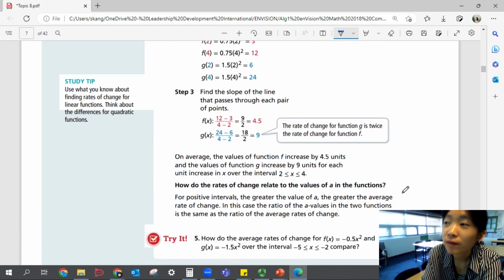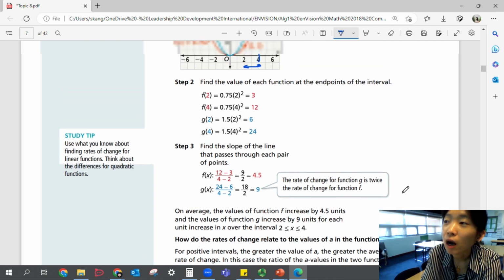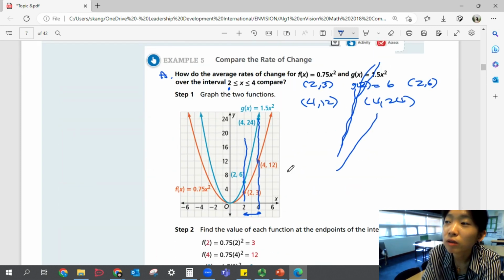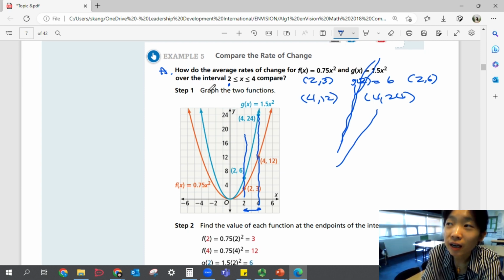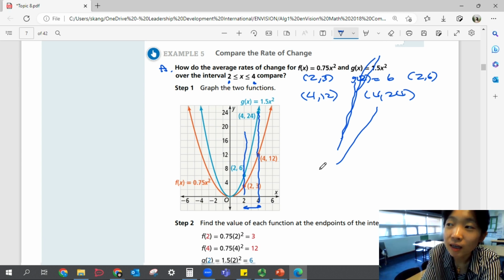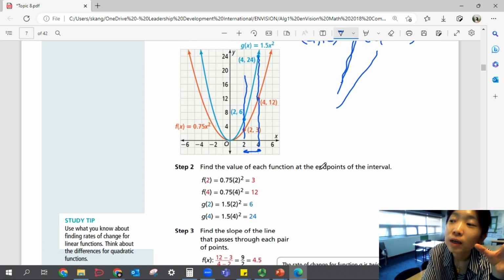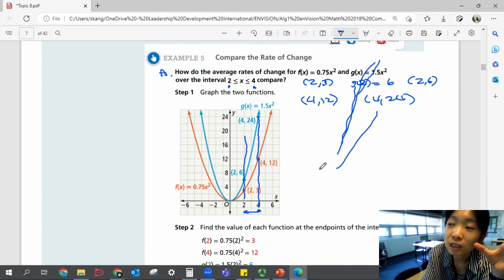On average, the values of function f increase by, you want to find the slope through the interval. So yes, you can find the slope using the endpoints of the interval, but does that necessarily mean your lines are straight? No. But that's okay. You're just finding the slope using the two endpoints. And it's not an accurate slope because obviously it's a curve, not a straight line. But over that interval, the slope could be represented as a constant number.